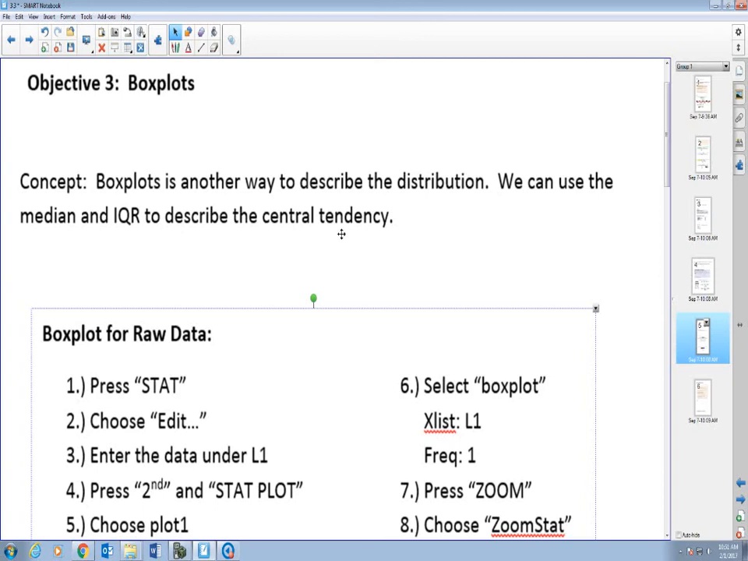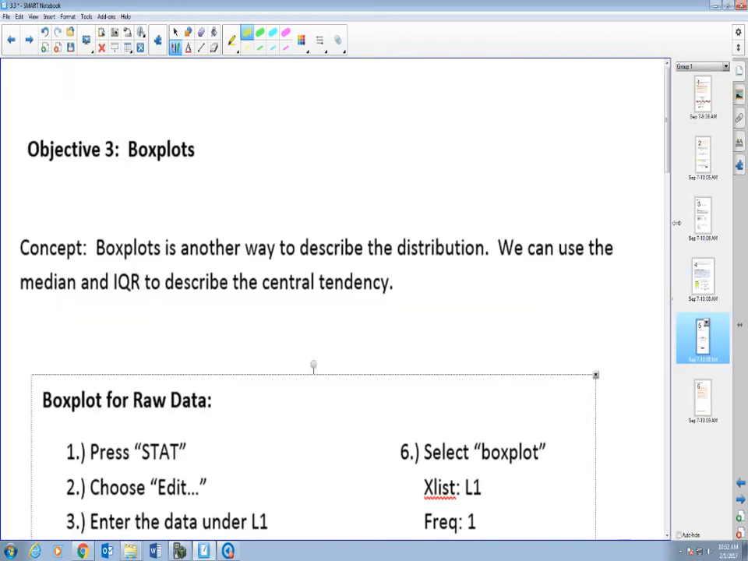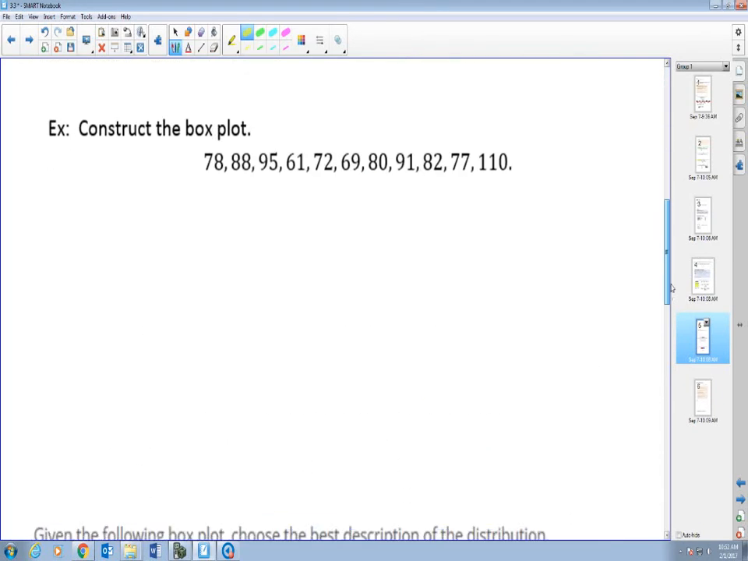Alright, so once we draw this box plot, we can use the median and the interquartile range to describe the central tendency. That's the reason why the IQR was very important, because the interquartile range is 21. This is from Q1 to Q3. So this is the center of your entire data. That's why you use box plots to describe the central tendency. Once we draw this on the number line in the calculator, you can begin to see the way things are being skewed.